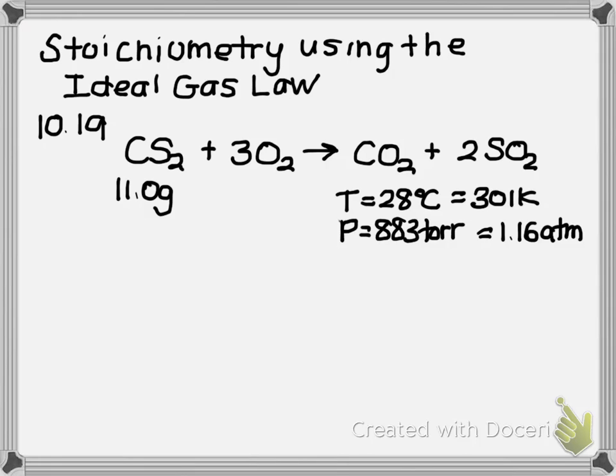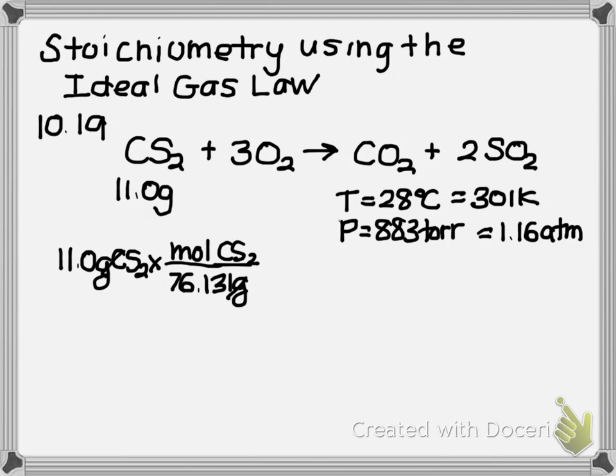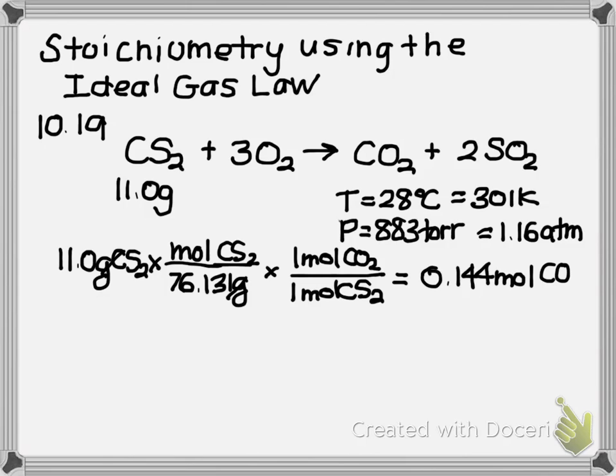Okay, so thinking about it, they ask us for both CO2 and SO2. So in this particular stoichiometry problem, I'm given grams. So if I know the grams of CS2, I can convert that to moles using the molar mass of CS2, which I already calculated. And then if I want to know the amount of carbon dioxide, I can multiply by the ratio from the balanced chemical equation, which is 1 to 1, and I would get that it would produce 0.144 moles of carbon dioxide.